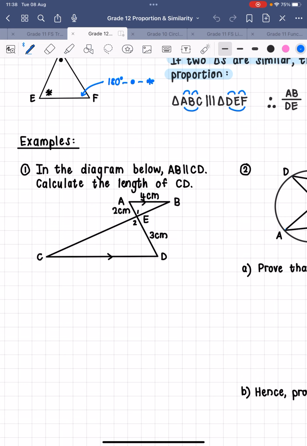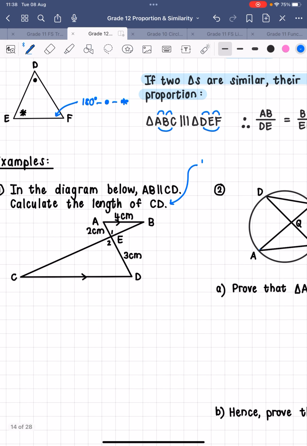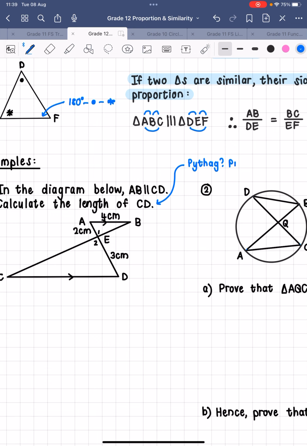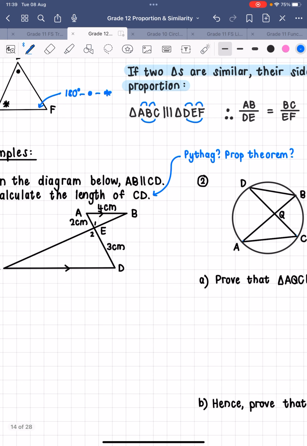So now the third way of finding the length of a side is going to be by proving similarity and then doing those fractions that we did yesterday. Okay, so I'm just going to write a little note. I'm just going to make an arrow there and I'm going to say Pythag with a question mark and prop theorem with a question mark, because those are the two methods that we've done so far of finding the side or the length of a side of a triangle. So if neither of those two options are going to work, then we're going to have to use similarity.